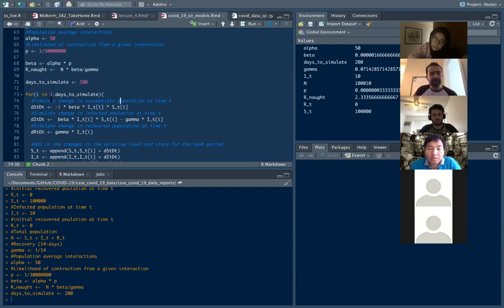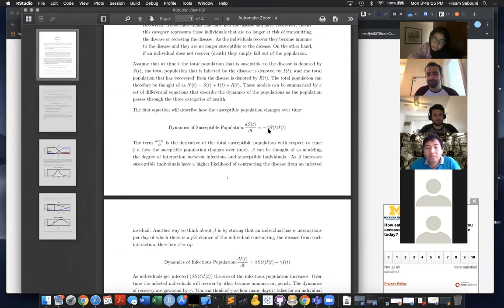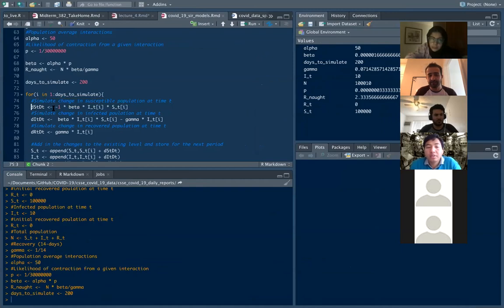What we're going to do is simulate the changes in the susceptible population at time t. The change in the susceptible population at time t is given by this equation: minus beta times S of t, so minus beta times the actual population size at that time, times the number of infected people at that time. That's going to be the change. Exactly that: minus 1 times beta times I of t at iteration i, that's time t, times the actual size of the susceptible population at that time. We're going to store that change inside this variable dS/dt.